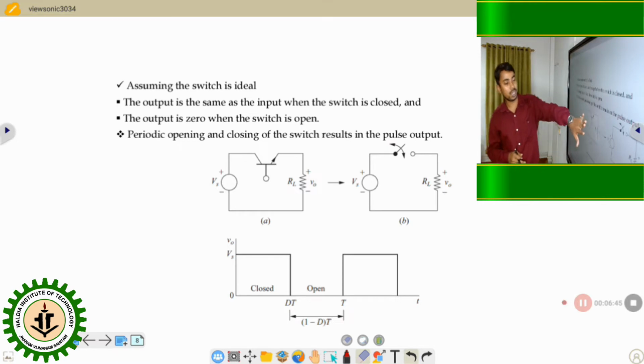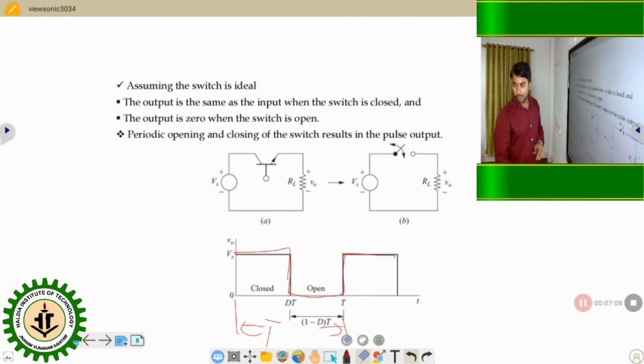So here the ideal switch is there. According to the switch being on and off, we get the output voltage. When the switch is on, the output voltage equals the supply voltage. When the switch is off, the output voltage will be 0. Again on, again off, again on. So we get a pulsating DC. And this is called the time period, the total time period T.